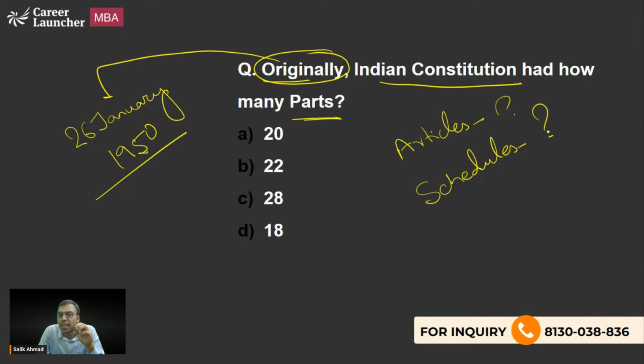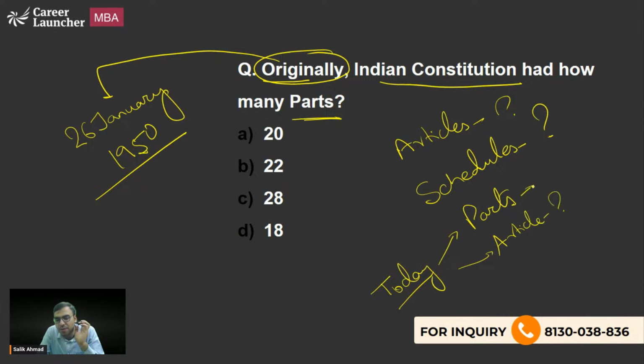You have to tell me that when the Indian Constitution was originally made, how many parts, how many articles and how many schedules were there. And if you tell me today how many parts are there, how many articles are there and how many schedules, I'll be very happy. If anyone is watching and he or she knows it, please answer me. Tell me. I'm waiting for the response.